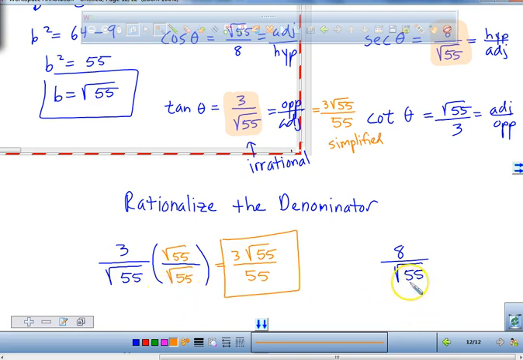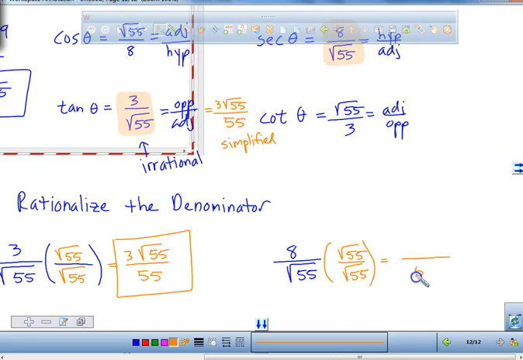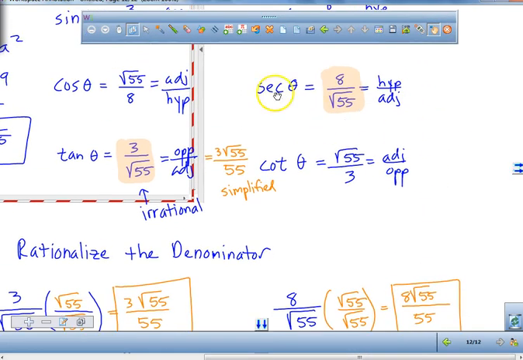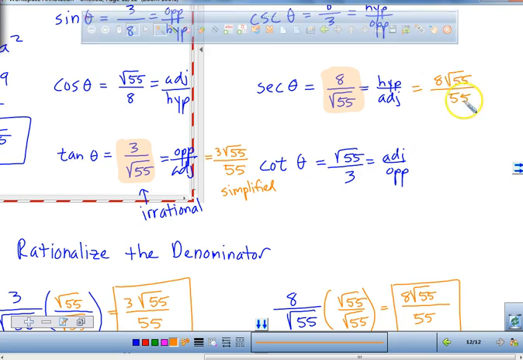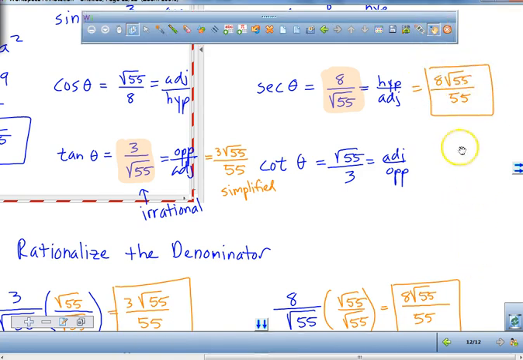So, fortunately, what does this still have in the denominator? The square root of 55. So I can do the exact same process. And when I do the exact same process, I will still have 55 in the denominator. My numerator will be 8 radical 55. And that right there is my final simplified answer for the secant of theta. The only time I would have to simplify more is if 8 can somehow go into 55, then I can still simplify it more, but I can't. So that right there is my final answer.